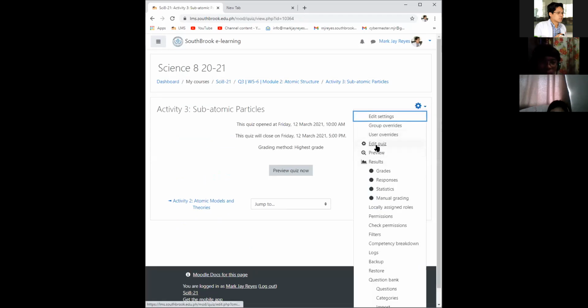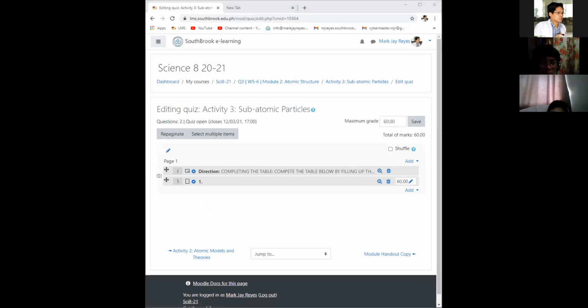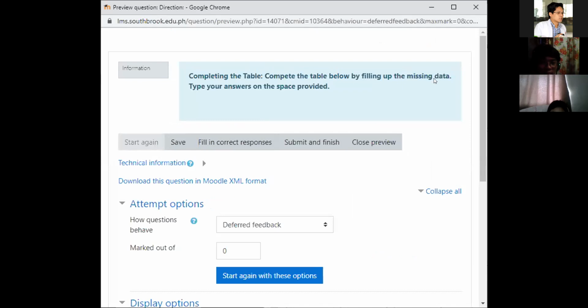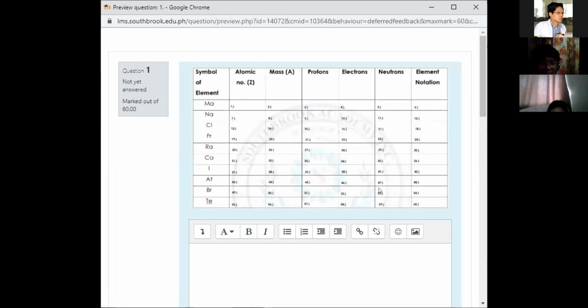As you can see, let me share it again. Completing the table: complete the table below by filling up the missing data. This is the missing data. Can you see my shared screen still? Rabi? Yes, sir. Okay, so this is your table. For example, magnesium: you need to look for the atomic number, atomic mass, protons, electrons, and neutrons, at the same time the element notation.